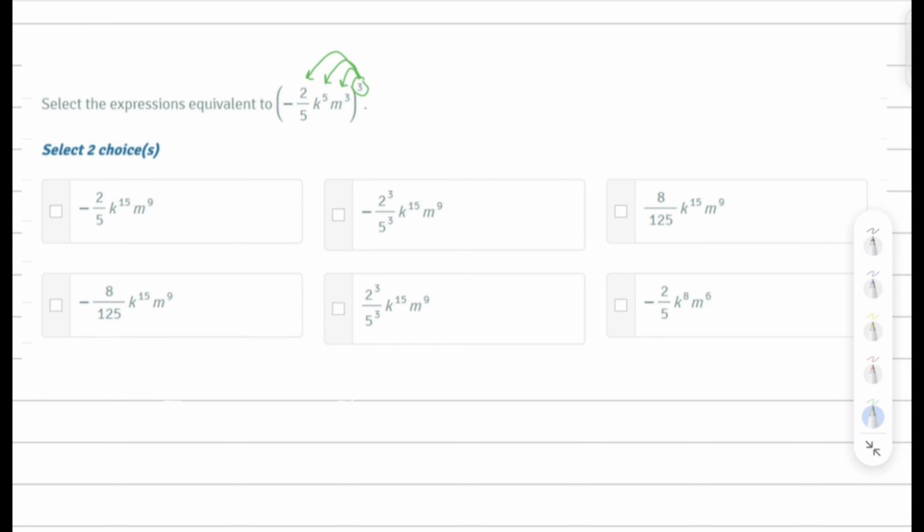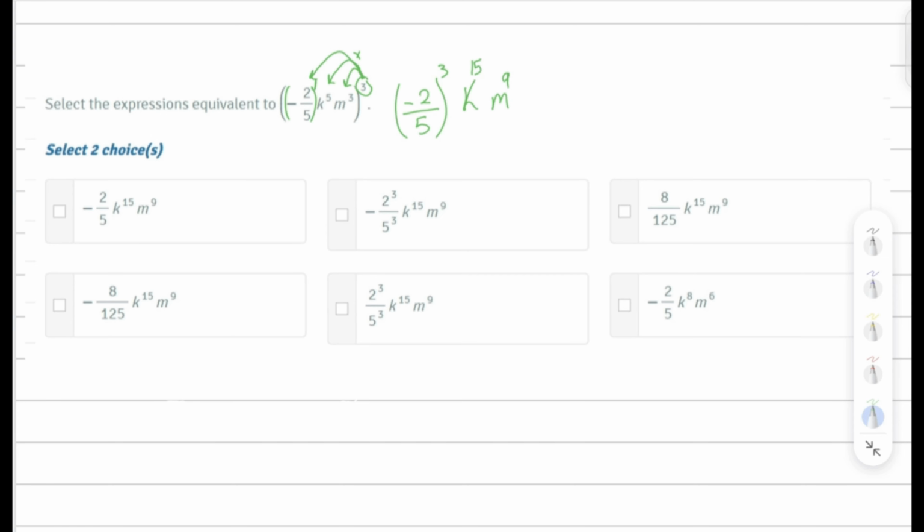Remember, we said in case of power to a power, we're gonna multiply the exponents. And here, for the negative 2/5, since there is no number written in the exponent, it means that the exponent is 1. So, after distributing the exponent, we're gonna have negative 2/5 raised to the third power. 3 times 1 is 3. Now for the k, 3 times 5 is 15. Now for the m, 3 times 3 is 9.